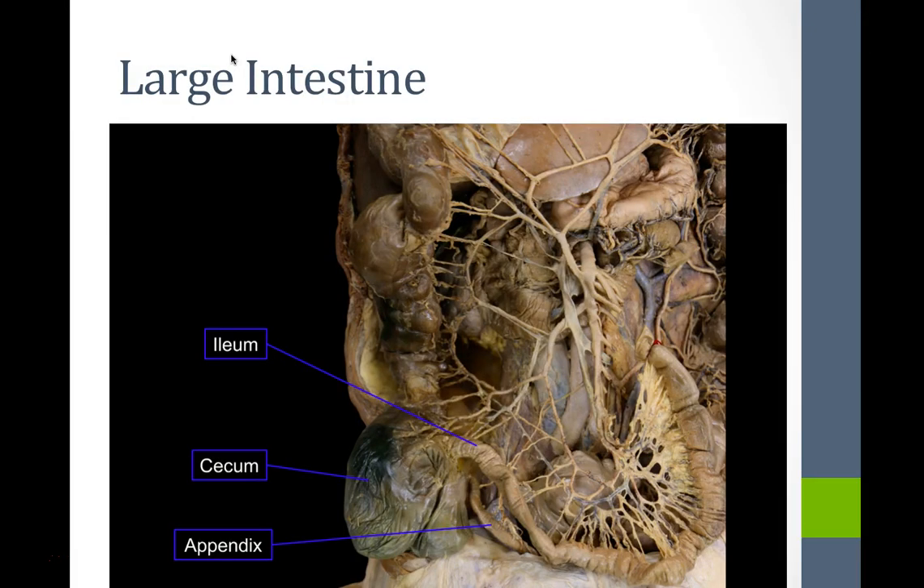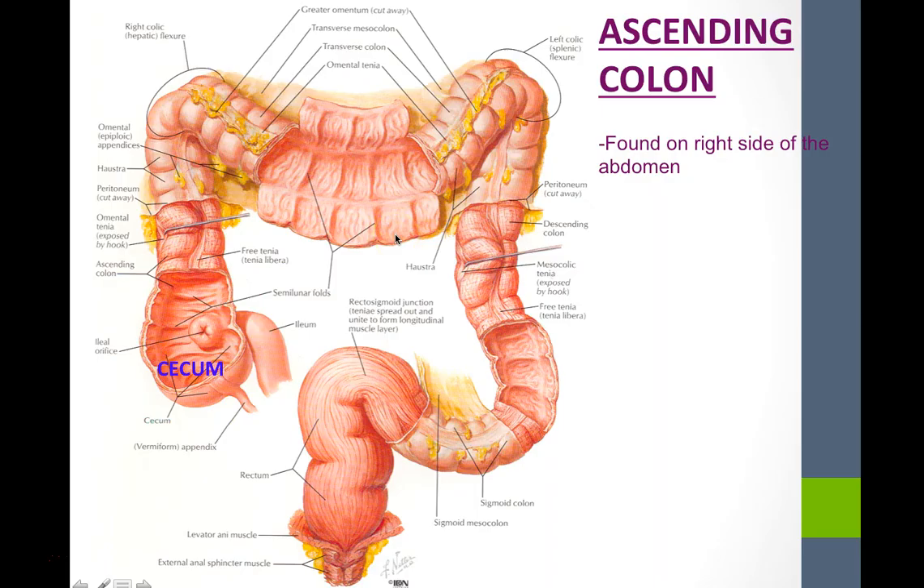So here is an image of our large intestines. You could see the ileum traveling into the cecum here, our nice blind pouch, and you could see quite a nice large appendix hanging off of the cecum here. So the next area we'll explore is the ascending colon. So we move into the ascending colon.